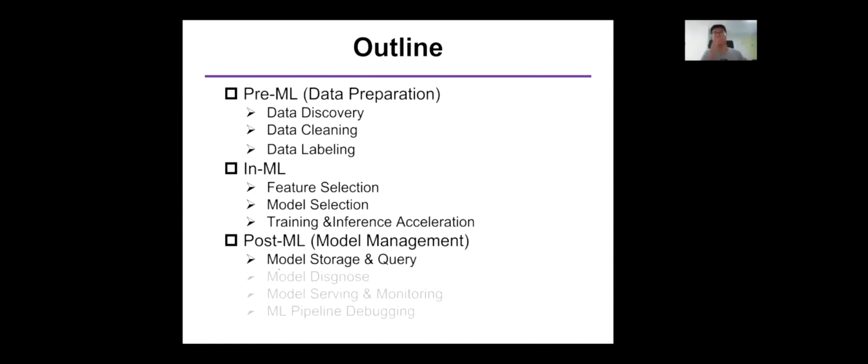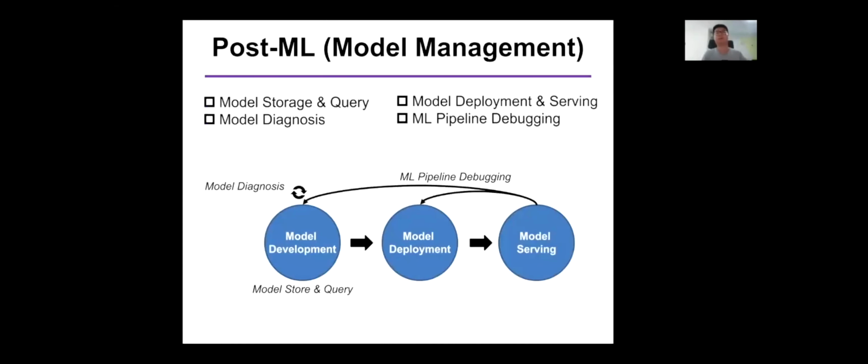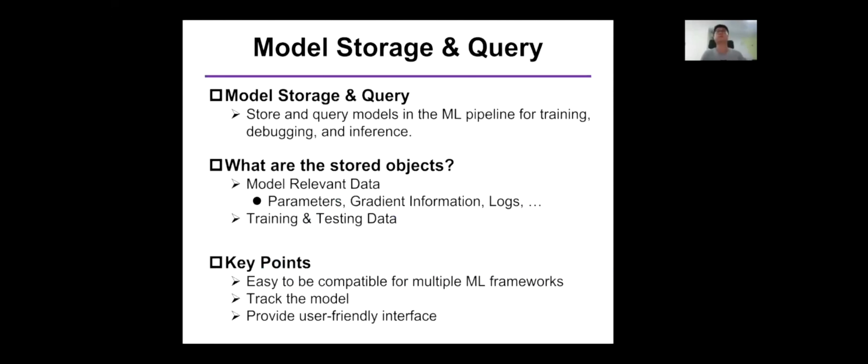Now let's come to the final part, the post-ML, which is the model management. So after deploying the model, we may have a large number of models to be managed. We should store them and query them. And then we come to the model deployment. And then the model should serve the users. And at this time, we can debug the models and the machine learning pipeline based on the users' complaints.